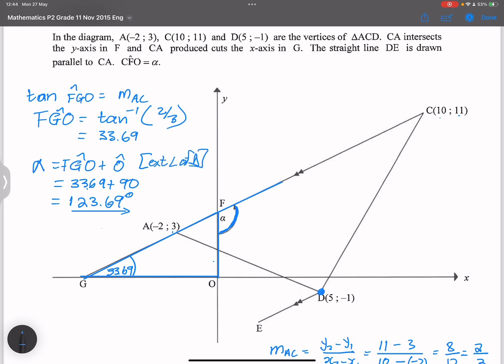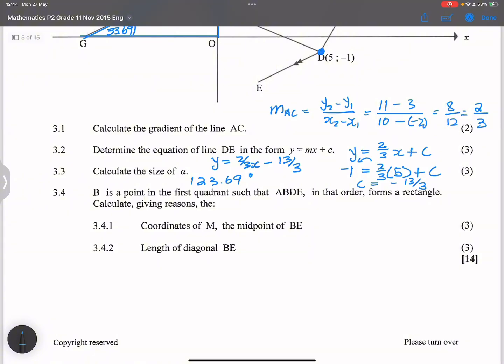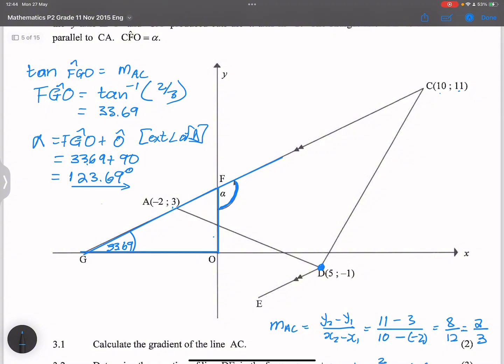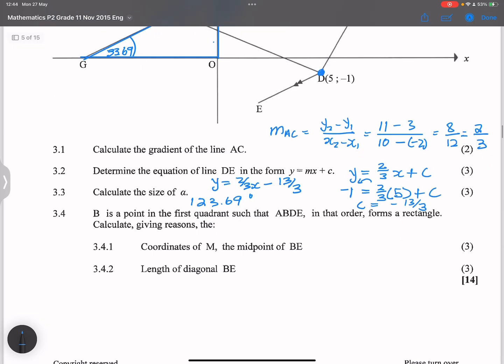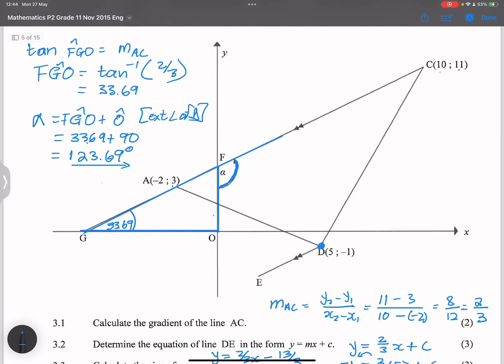Right, now let's go to the next question. Now they say B is a point in the first quadrant such that A, B, D, E in that order form a rectangle. They want us to calculate, giving reasons, the coordinates of M, the midpoint of BE. Now, let's take our line BE. Firstly, they said ABDE.